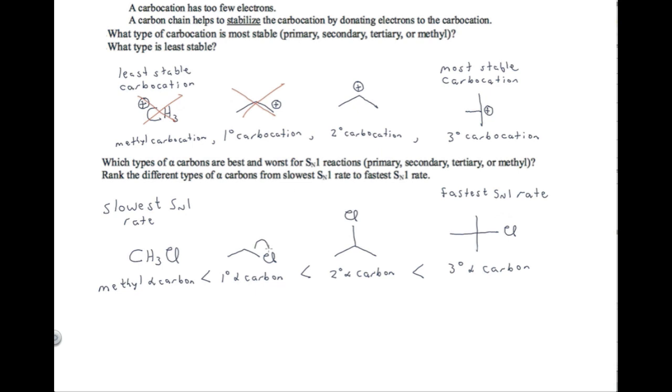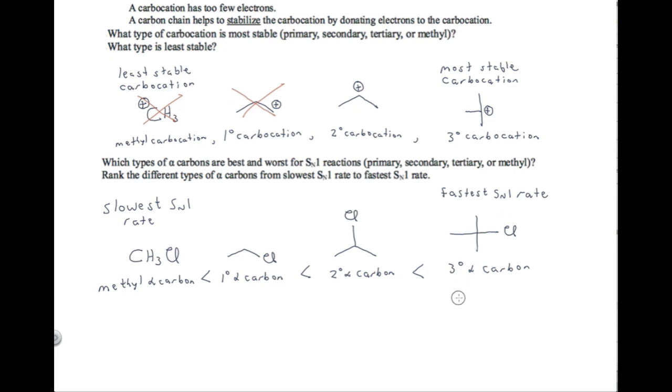A primary alpha carbon, it's even more difficult now for the leaving group to leave. It'll leave behind an even less stable carbocation, and the hardest leaving group to leave would be from a methyl alpha carbon, because this would leave behind the most unhappy, least stabilized carbocation. I'm using a less than symbol here to show that this rate is less than this rate, and this rate is less than this rate, and this is the greatest SN1 rate.